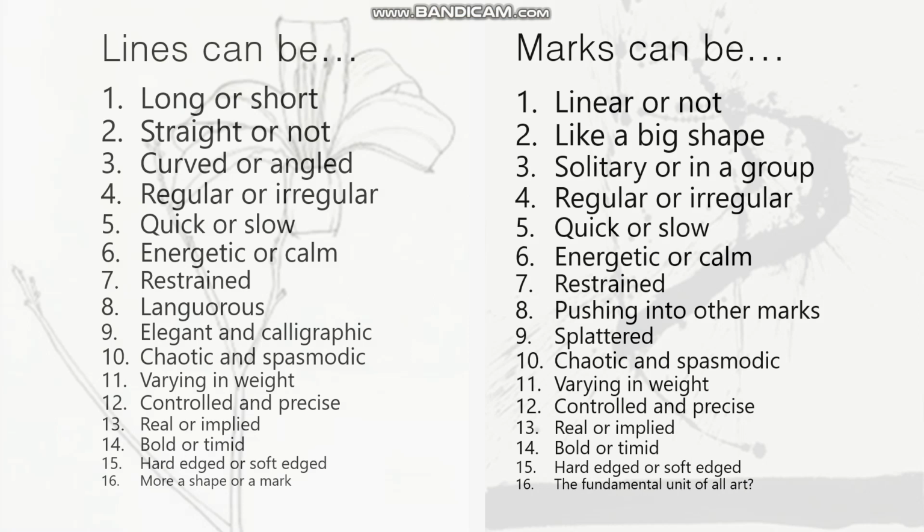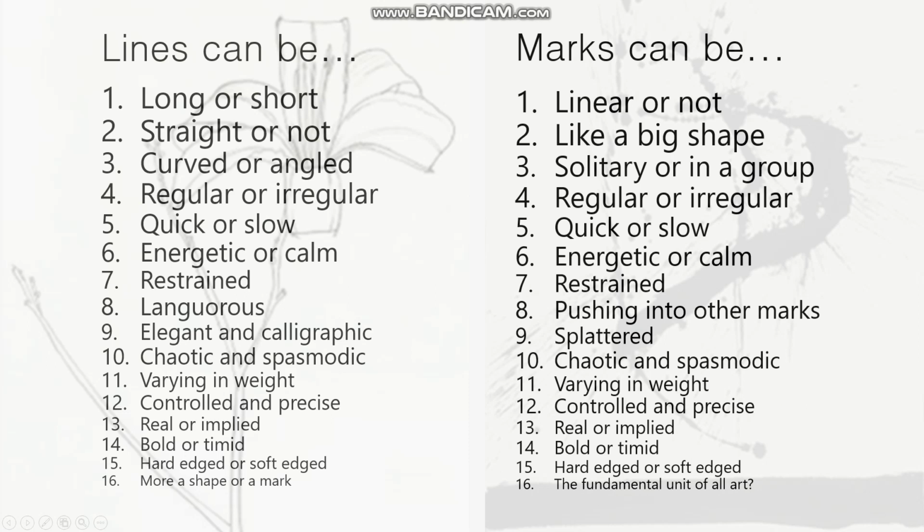So this list here of comparing lines and marks, one of the main things I want you to see from it is that there's a lot of connection, a lot of similarity. Lines can be very regular or very irregular, and so can marks. Lines can be very quick or slow. They can be very energetic or calm, and so can marks. But there are some things that are different. Lines are always linear, but they can be long or short, like little staccato lines, almost a mark.